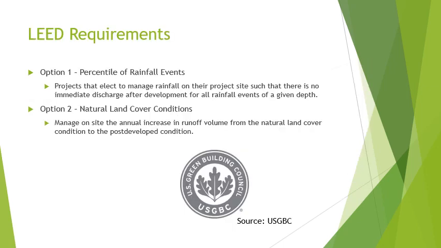LEED gives two options to address the requirements to comply with the rainwater management credit. The first option is addressing a percentile of rainfall events. So that is projects that elect to manage rainfall on their project site such that there is no immediate discharge after development for all rainfall events of a given depth. The second option is natural land cover conditions. So this means that the project will manage on-site the annual increase in runoff volume from the natural land cover condition to the post-development condition.